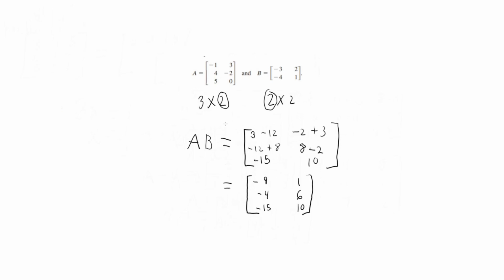So a quick recap. When multiplying two matrices, the first matrix must have the same number of columns as the second matrix has rows, but when actually multiplying the two matrices, you multiply rows of the first matrix by columns of the second matrix.